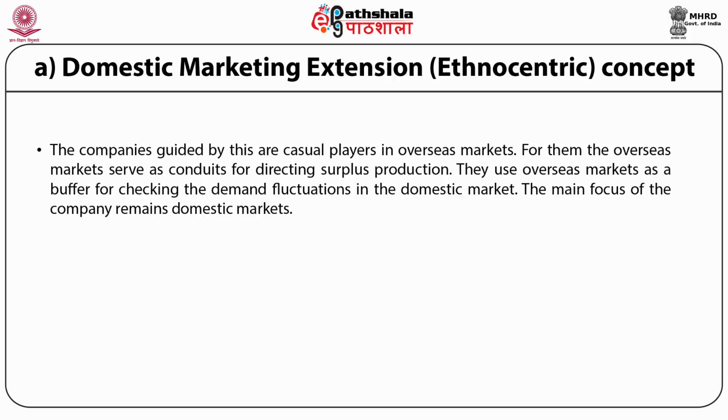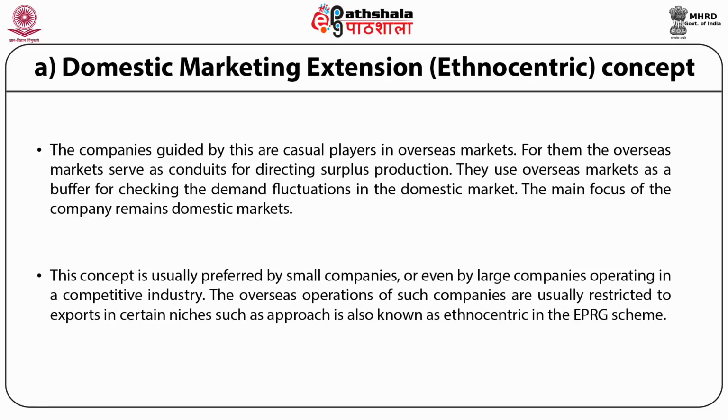The companies guided by this are casual players in the overseas markets. For them, the overseas markets serve as outlets for directing surplus production. They use overseas markets as a buffer for checking the demand fluctuation in the domestic market. The main focus of the company remains the domestic markets. This concept is usually preferred by small companies or even by large companies operating in a competitive industry. The overseas operations of such companies are usually restricted to export in certain niches. This approach is also known as ethnocentric in the EPRG scheme.